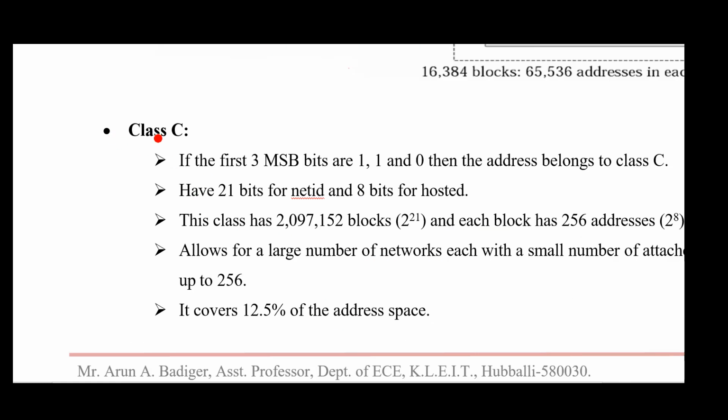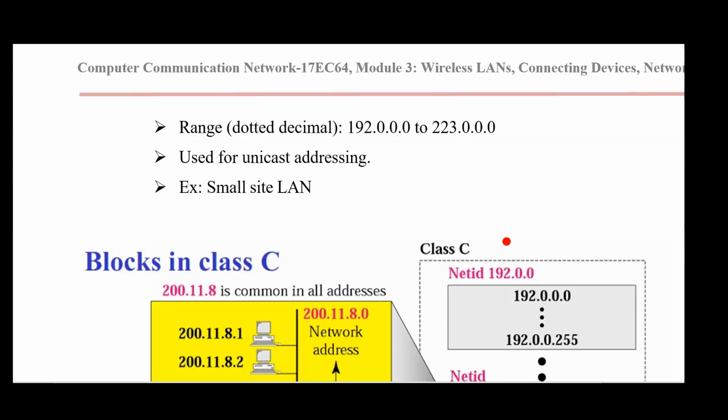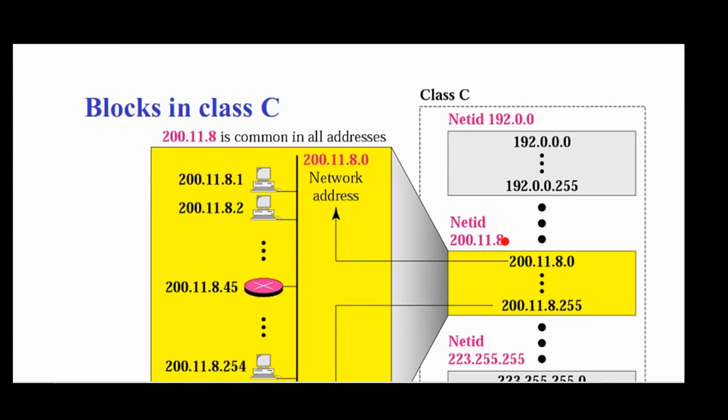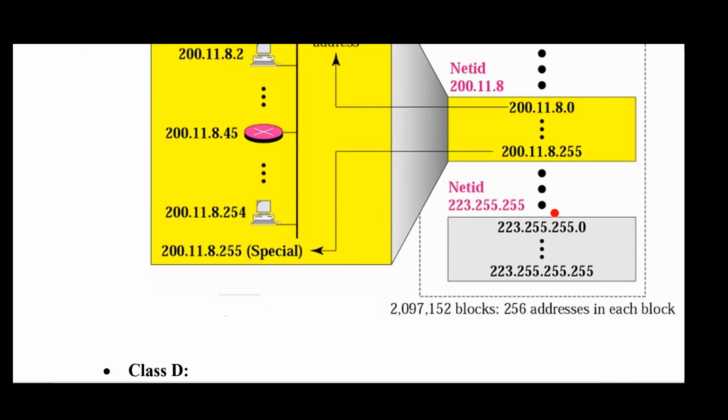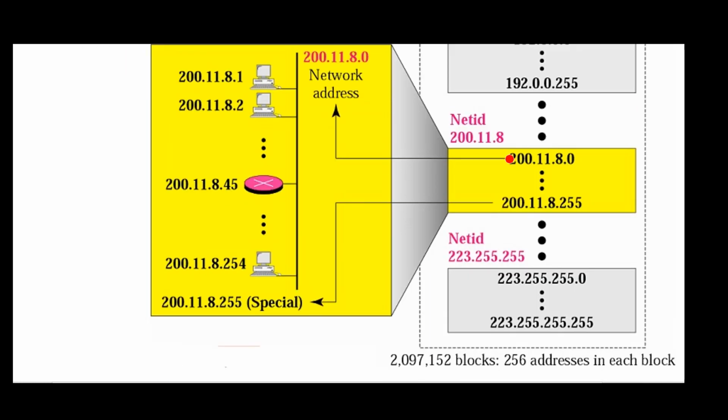So when I go for class C, the first 3 bytes are used for network addressing. Therefore you can see here the first 3 bytes are the network address, and the last byte is used for host addressing. Only 0 to 255 it can vary. It varies from 192 to 223. Therefore the last number 223 is used. 200.11.8 is one more configuration. Only the last value is changing.